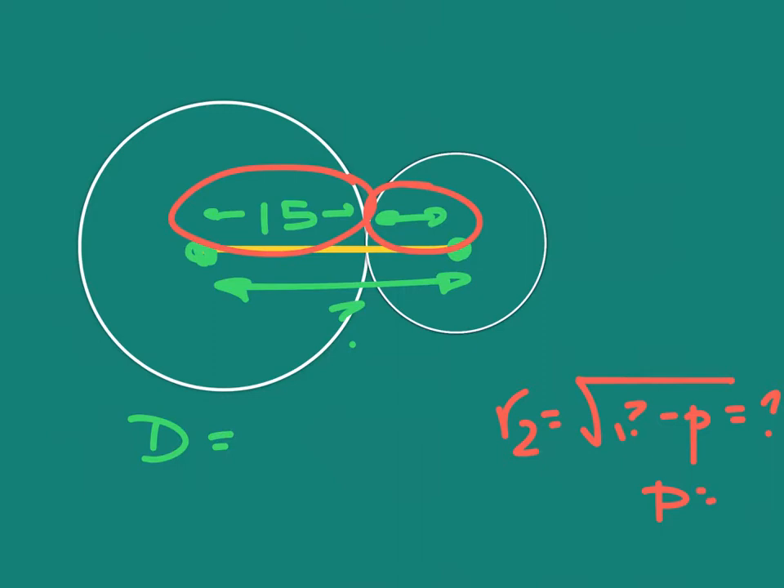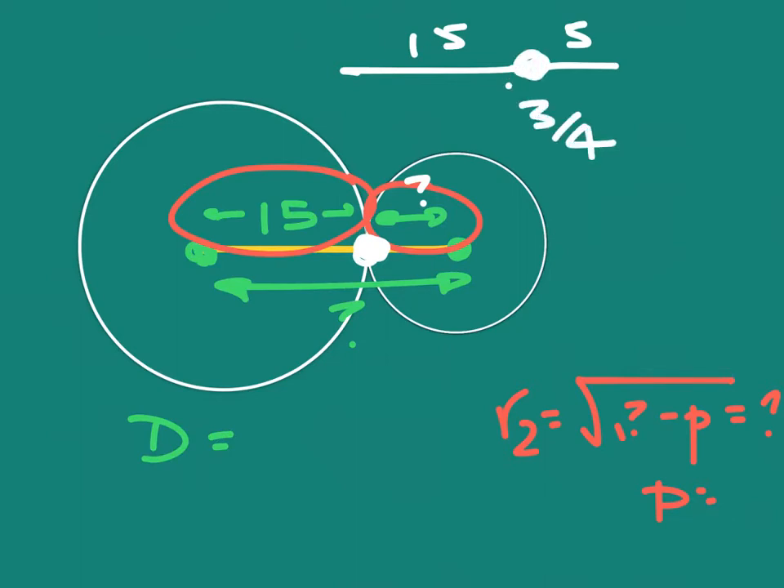For the second part of the question, how do you actually get the coordinates of where they actually join? Okay, once you know what this radius is, then you'll know what fraction along this yellow line you've got to go. Okay, so let's say for example that was 15 and this radius was 5, then you would know that this point is 3/4 of the way along.